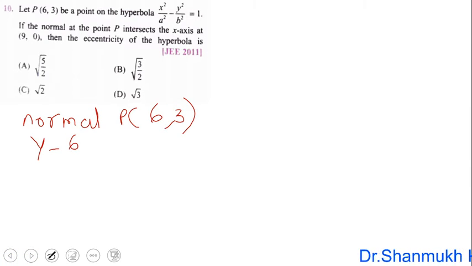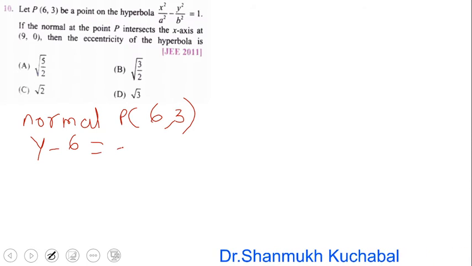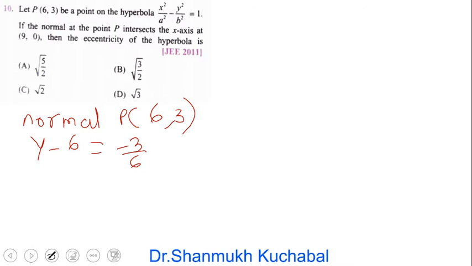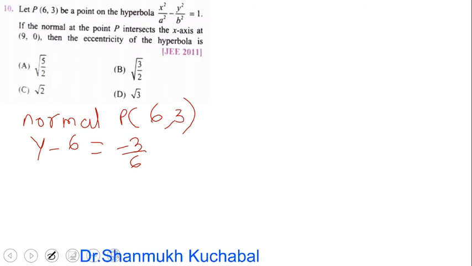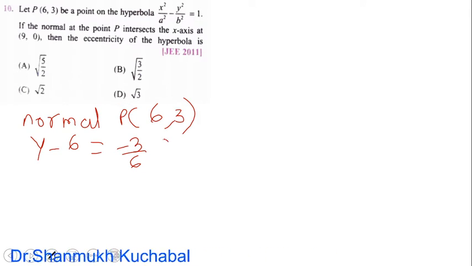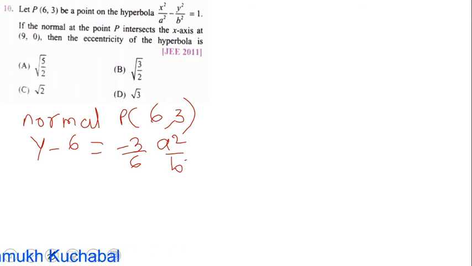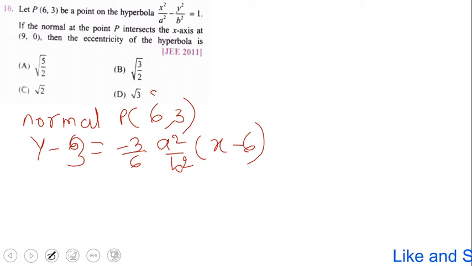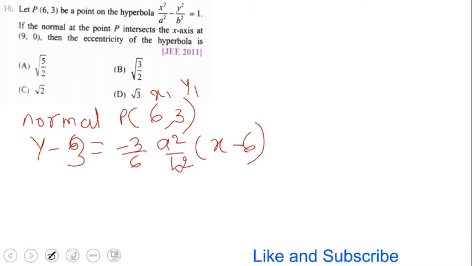So it is given by the formula y minus y1 equals minus slope, which is a square by b square. It is a, they have given slope, so 3 by 6 we are going to get, b by a, like that. Here the second equation slope is a square by b square. So we are going to get x minus 6. Dear students, I should take y minus y1, y1 as 3. This is our x1, this is our y1. X1 is 6, y1 is 3 here.